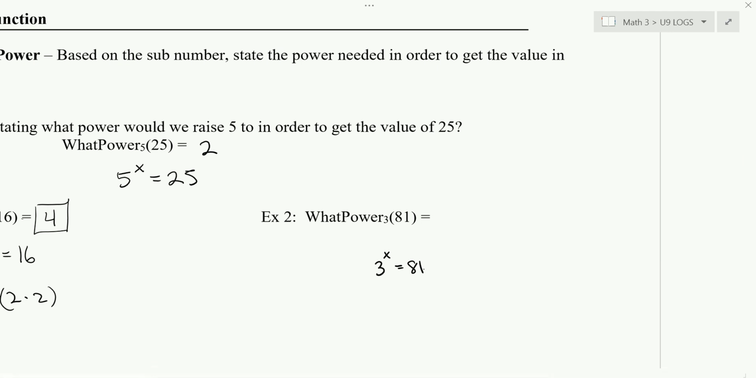3 times 3 is 9. 9 times 3 is 27. So 3 is not enough. 27 times 3 is 81. And so it's going to be to the 4th power, because 3 times 3 times 3 times 3 equals 81. Okay.